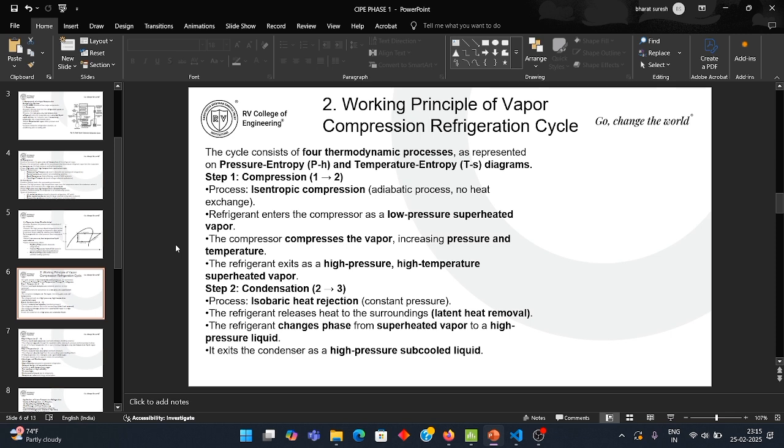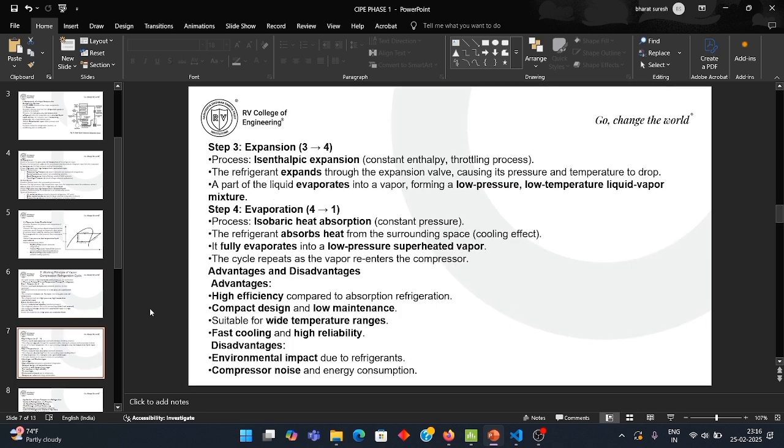Step 2 is condensation, which involves an isobaric heat rejection. The refrigerant releases heat to the surroundings. The refrigerant changes phase from superheated vapor to a high pressure liquid. It exits the condenser as a high pressure subcooled liquid. The third step is expansion, which is an isenthalpic expansion. The refrigerant expands through the expansion valve, causing its pressure and temperature to drop. A part of the liquid evaporates into a vapor, forming a low pressure, low temperature liquid vapor mixture.